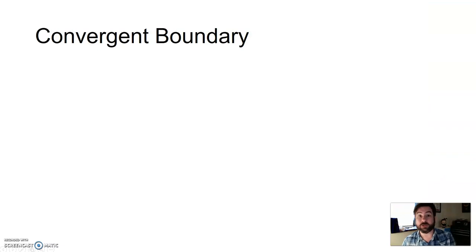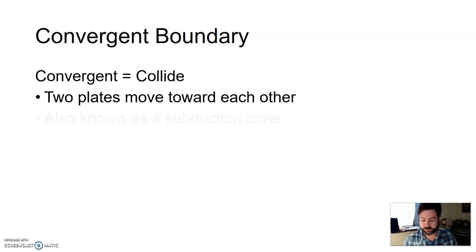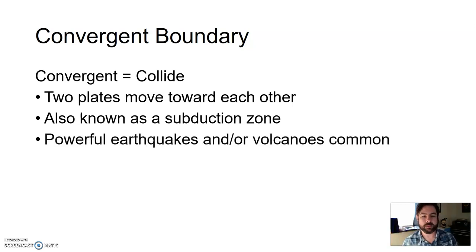All right, so let's talk about convergent boundaries. Convergent, collide. Two plates move toward each other, also sometimes known as subduction zones, because as plates are converging, typically one gets pushed down. The leading edge of one kind of gets pulled down, but the other plate gets pushed underneath back down into the mantle to be melted and recycled. So that's known as subduction, sub, below. Powerful earthquakes and big powerful volcanoes are also very common at convergent boundaries.